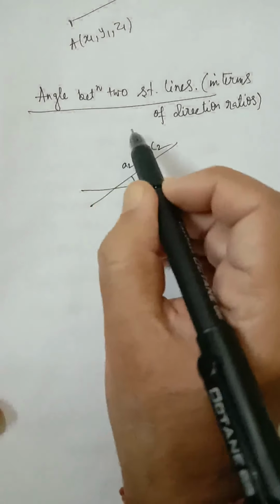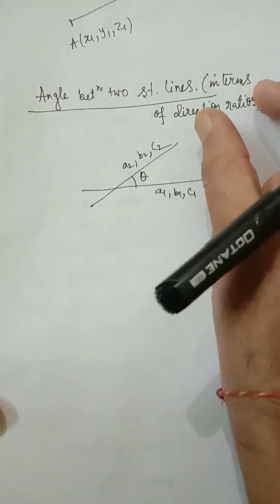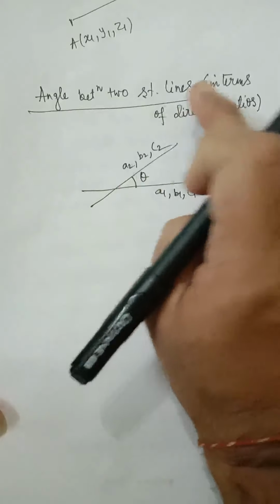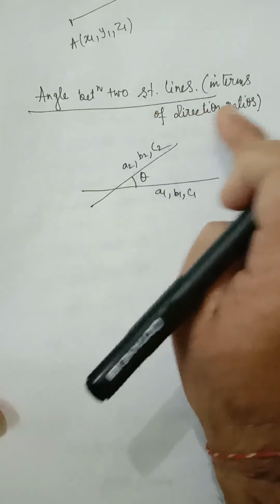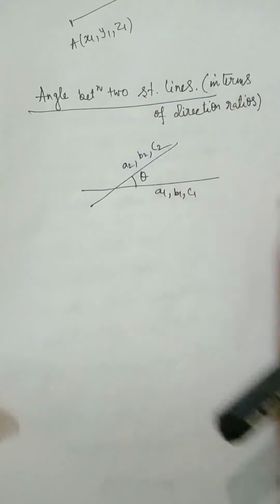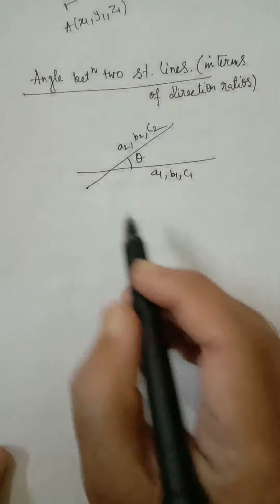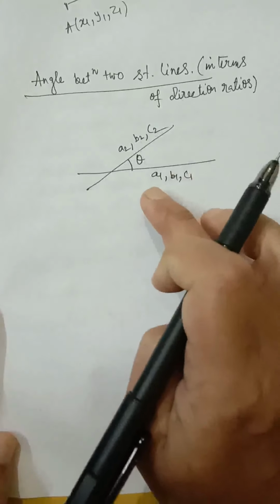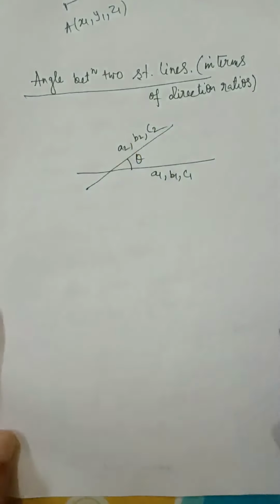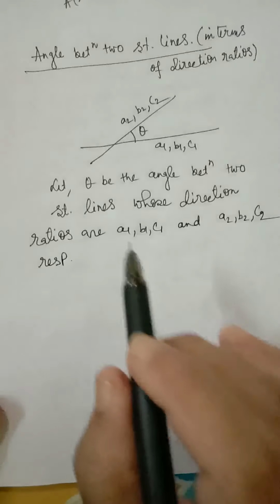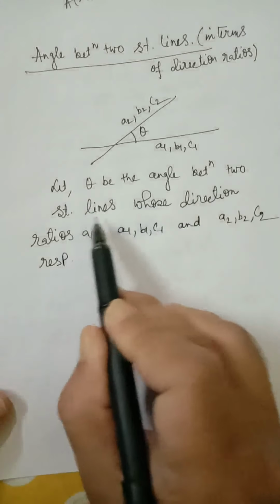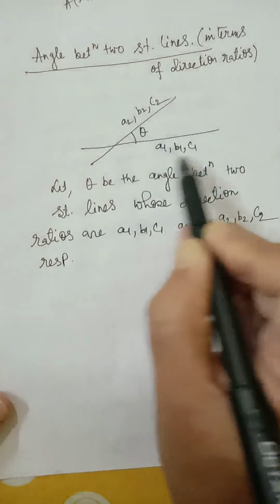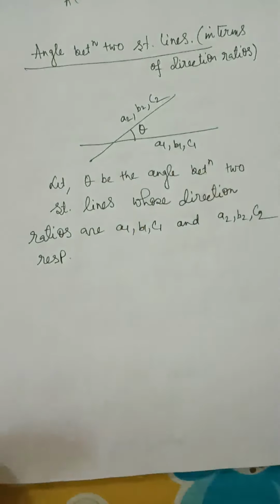Next, angle between two straight lines. We will find the angle between two straight lines in terms of direction ratios. We can find it in terms of direction cosines also, but I am finding it here in terms of direction ratios. Let theta be the angle between two straight lines whose direction ratios are a1, b1, c1 and a2, b2, c2.